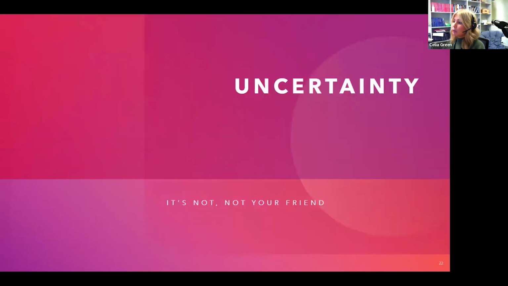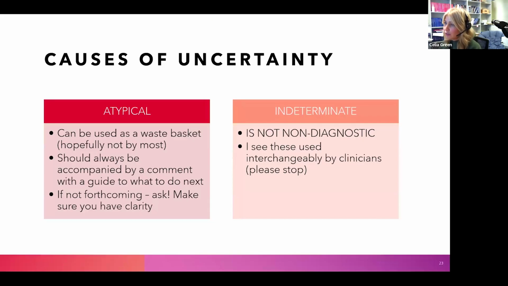So that's where we step into uncertainty. It's not your friend as long as you understand why we're saying these things and what the drawbacks are. So if you understand that reactive mesothelial cells can look really bad and also that malignant mesothelial cells can look not so bad, you start to understand why the uncertainty goes hand in hand. So why do we get uncertainty?